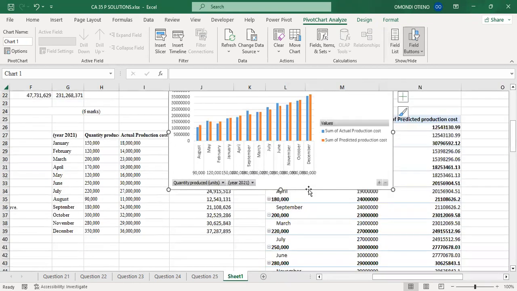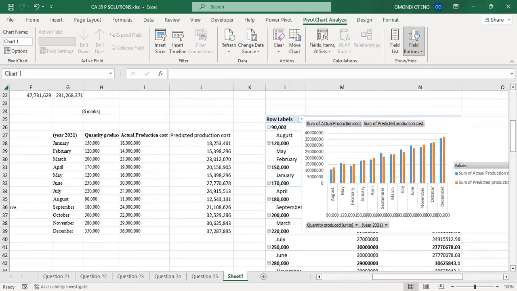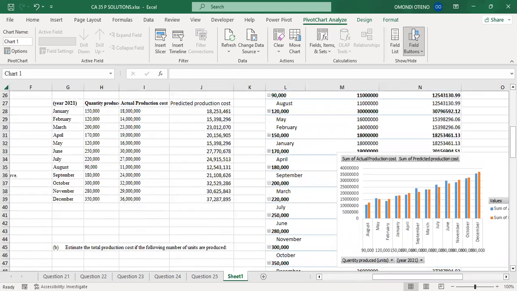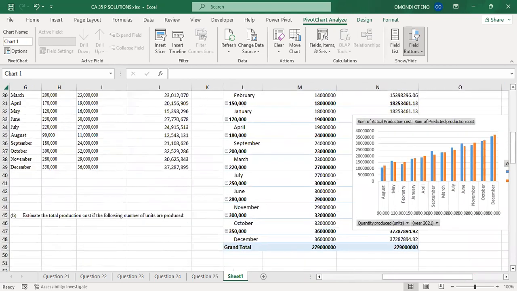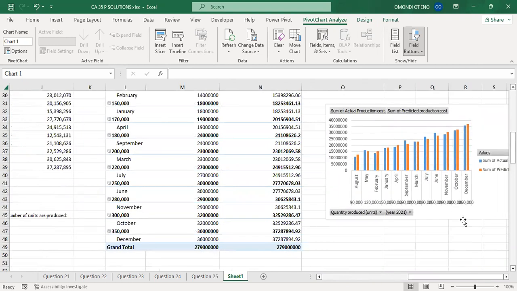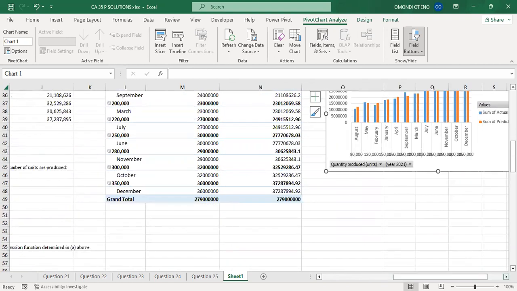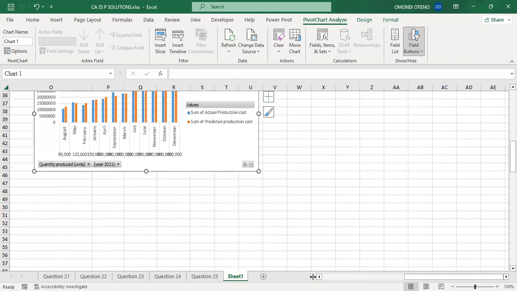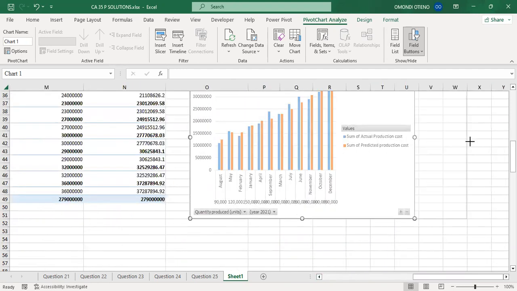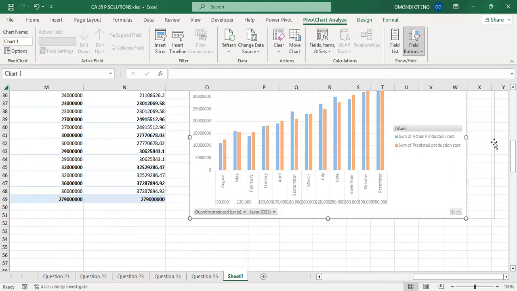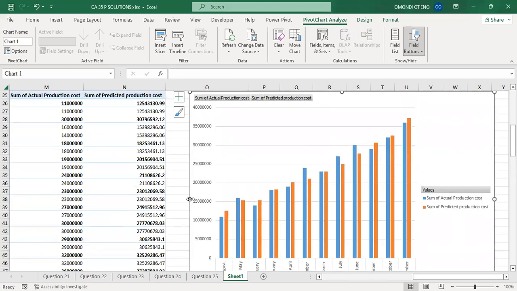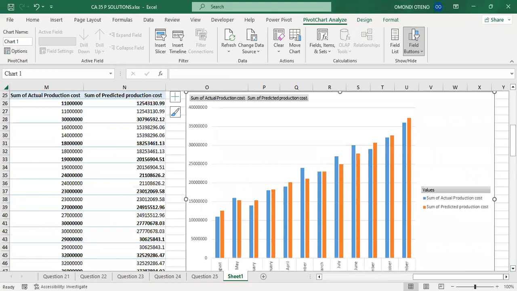And then you now bring your chart to a presentable place. Let's bring it here. Yes, so let's place it there and then do some adjustments to our chart. So we can expand it a little bit to have this generated. So that's what we have for the chart.